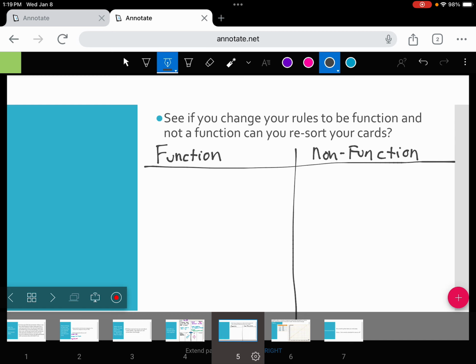Which one? You can make it a function. What shape does that make? As it is right now, we have to put a domain restriction on it. We're not getting into domain restrictions. Extraness.